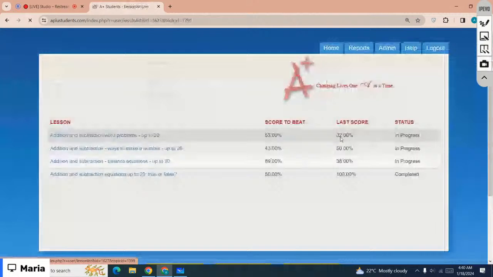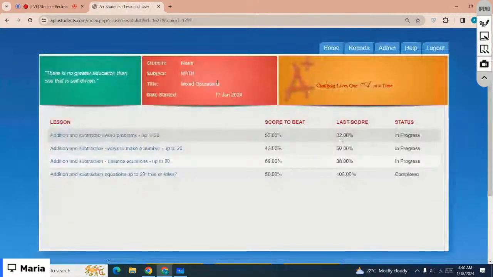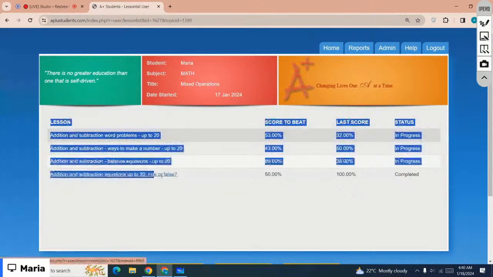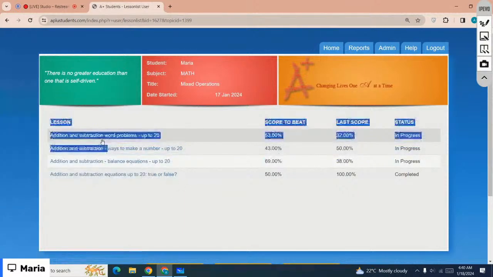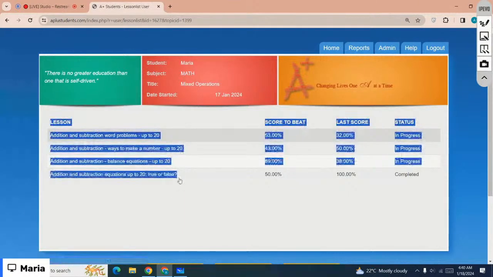Okay, we are done with the lesson. So, we were working on grade 2 math. The chapter we're working on is mixed operations. The lessons we have covered today are addition and subtraction word problems up to 20, addition and subtraction ways to make a number up to 20, addition and subtraction balance equations up to 20, and addition and subtraction equations up to 20 true or false, right?